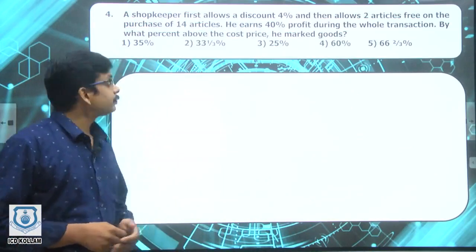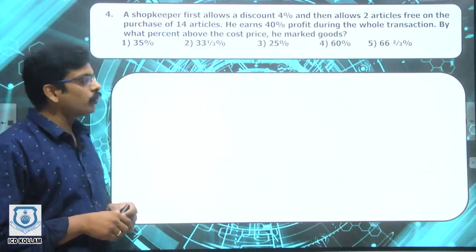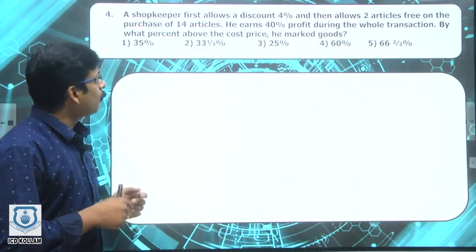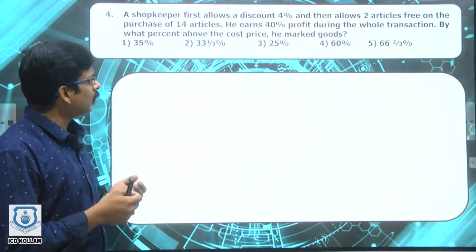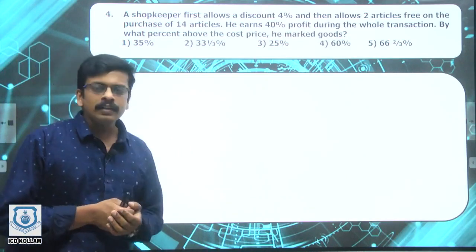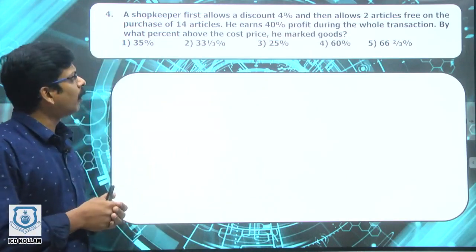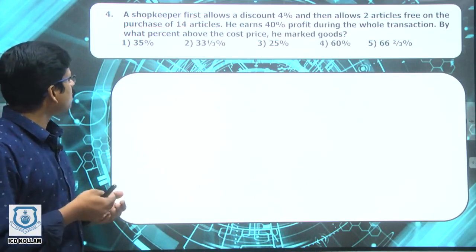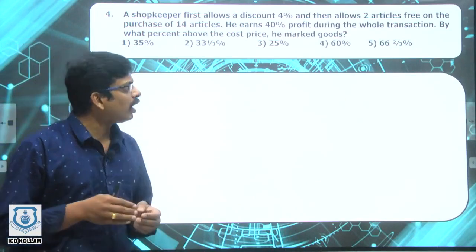Question number 4. A shopkeeper first allows a discount of 4% and then allows 2 articles free on the purchase of 14 articles. He earns 40% profit during the whole transaction. By what percent above the cost price did he mark the goods?